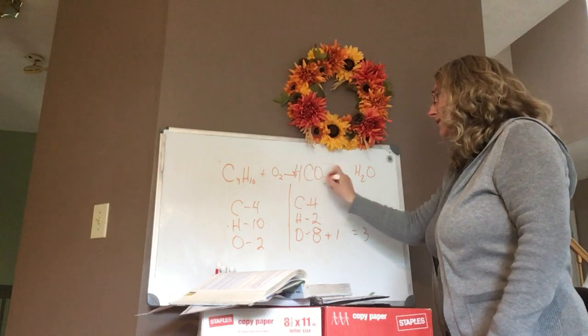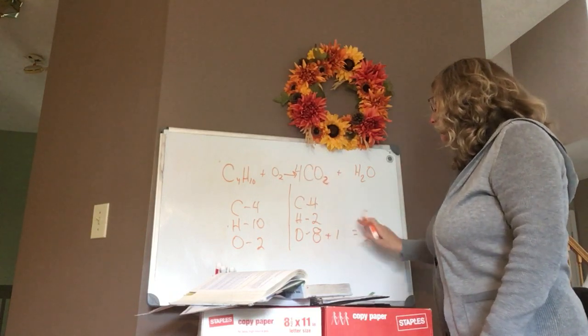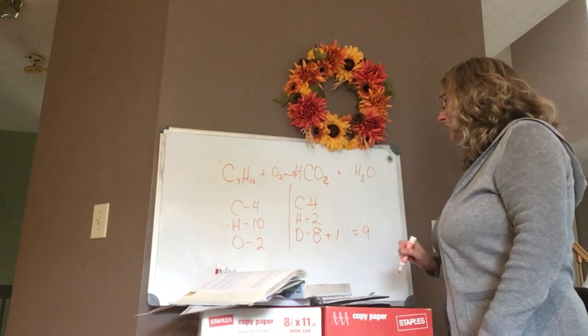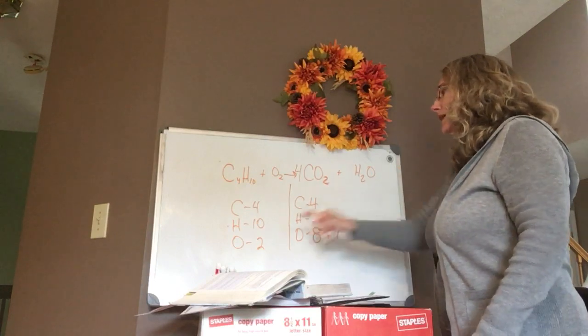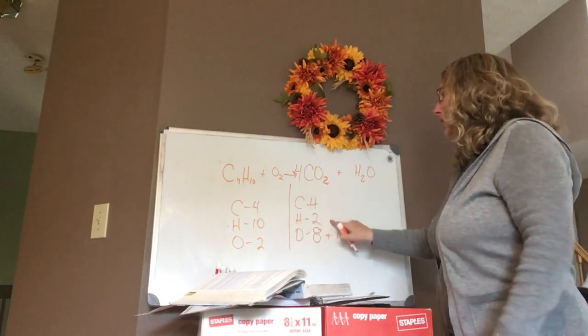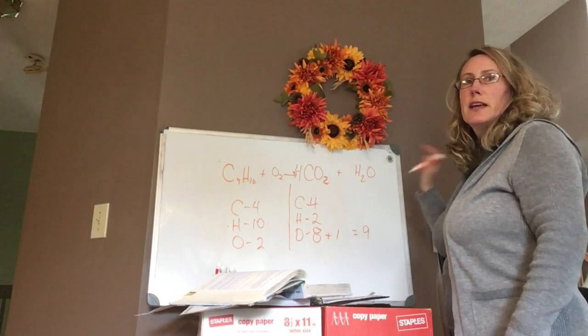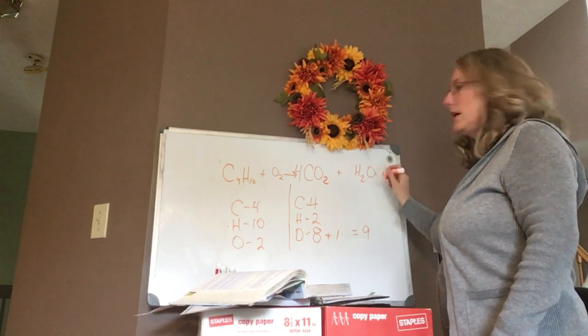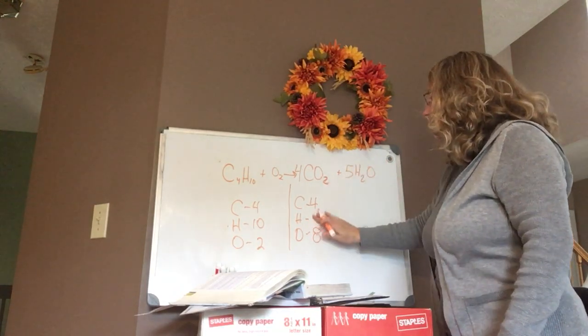8. So that's 4 times 2. So I have 8 oxygens, which means I now have 9 on this side. So carbon's happy. How about hydrogen? Is hydrogen happy? Nope. How do I change this side then to make it match? 5. I add a 5 here. That makes that a 10.